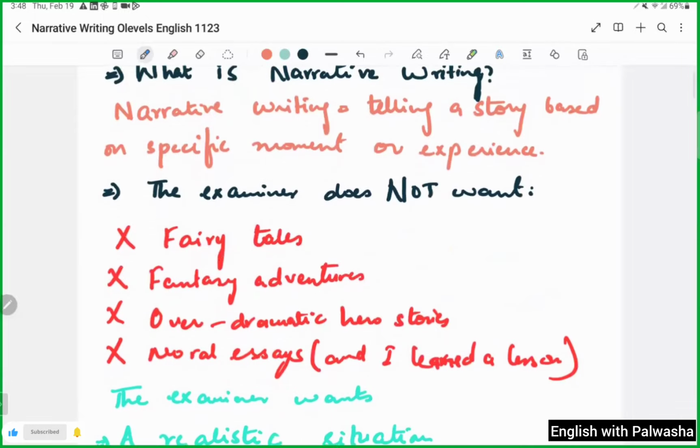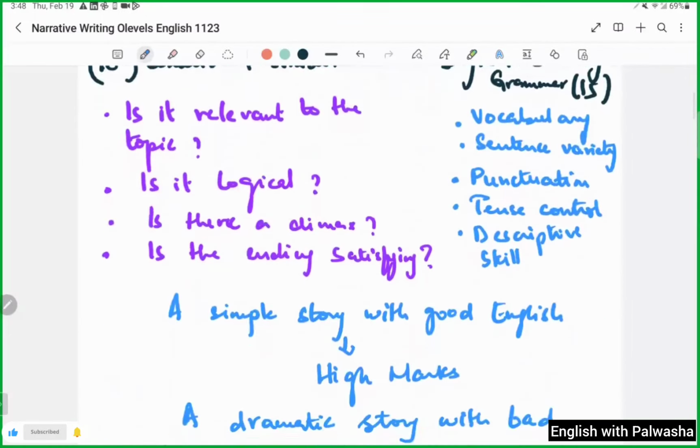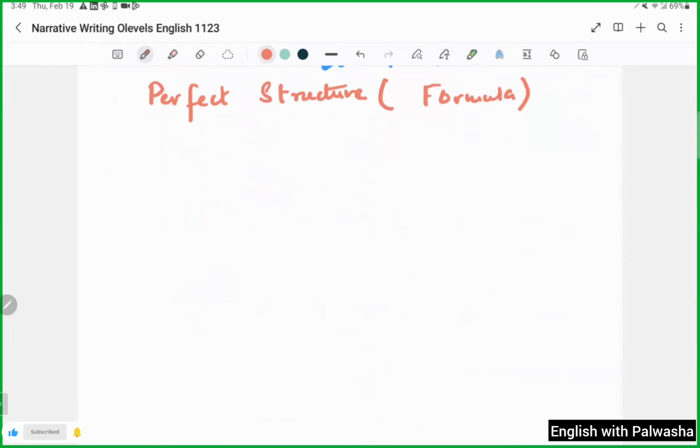Yes. What is the narrative? What does the examiner not want? What does he actually want? We have discussed the marking criteria. Now, telling you the perfect structure. What is a perfect structure? We have to follow the formula. This one formula I'm telling you, and you have to follow this so as to segregate it in a proper manner, right? So let me tell you according to the paragraphs.